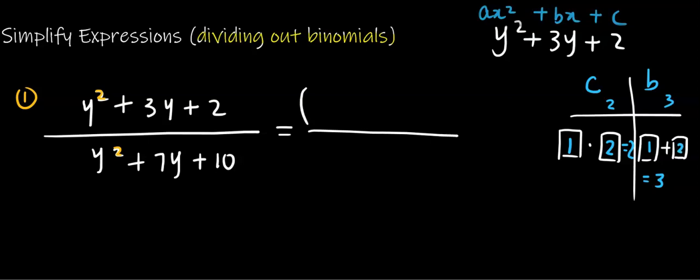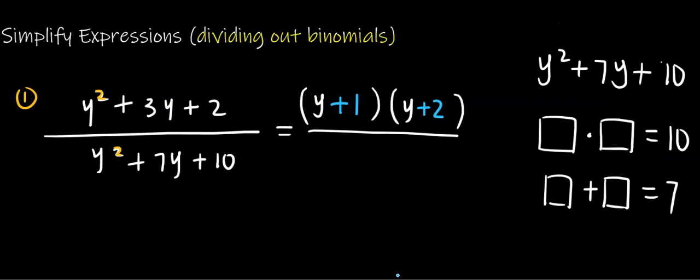Good, we found it. Then all we need to do is draw two sets of parentheses, put your variable here, and these two numbers we just found, positive 1 and positive 2. We finish factoring the numerator. Now we're going to do the same thing for our denominator, y squared plus 7y plus 10. What are these two numbers? When you multiply them, the product is c. When you add them, the sum is 7.